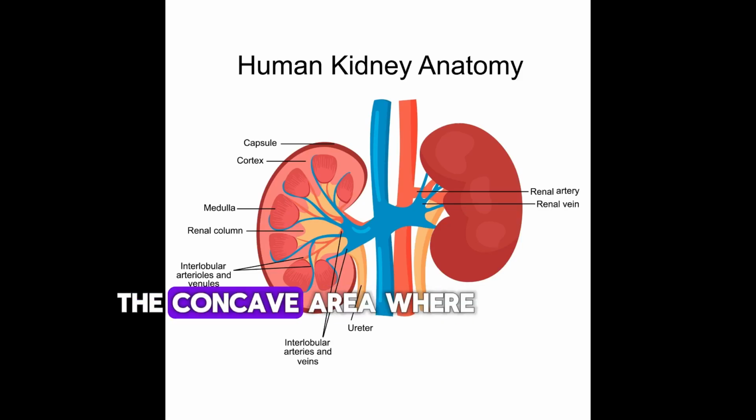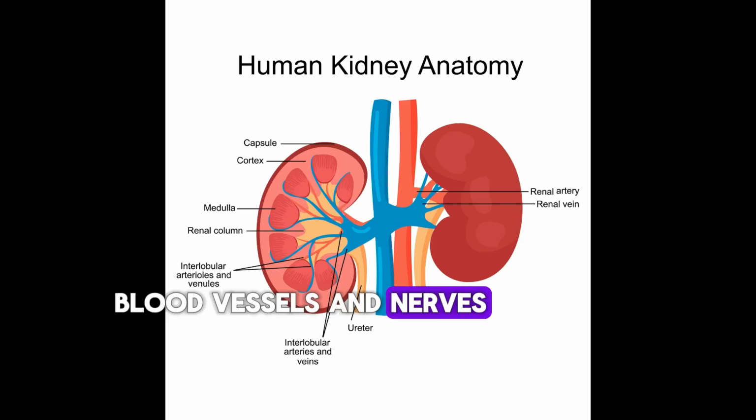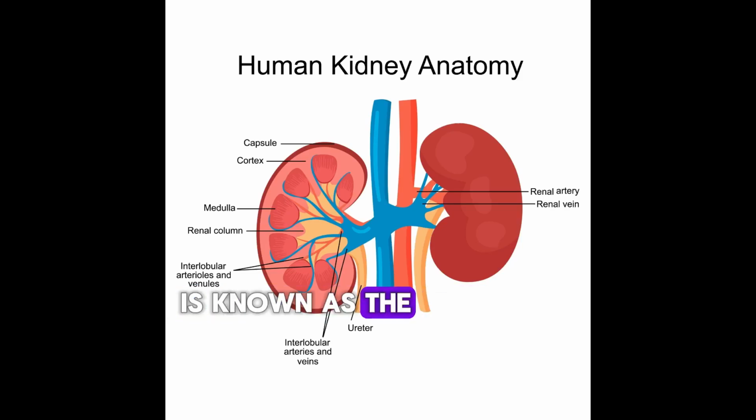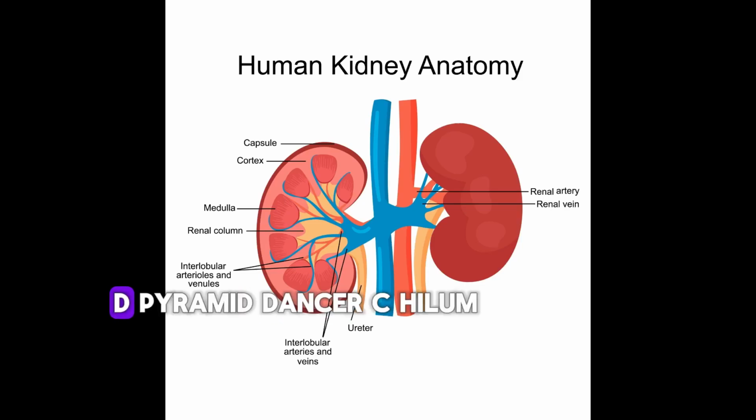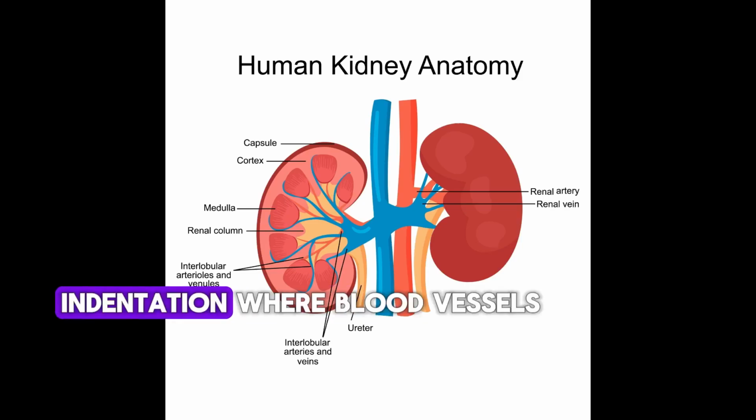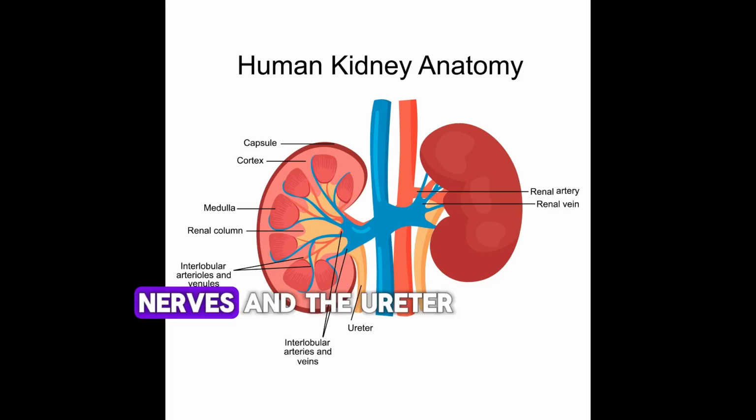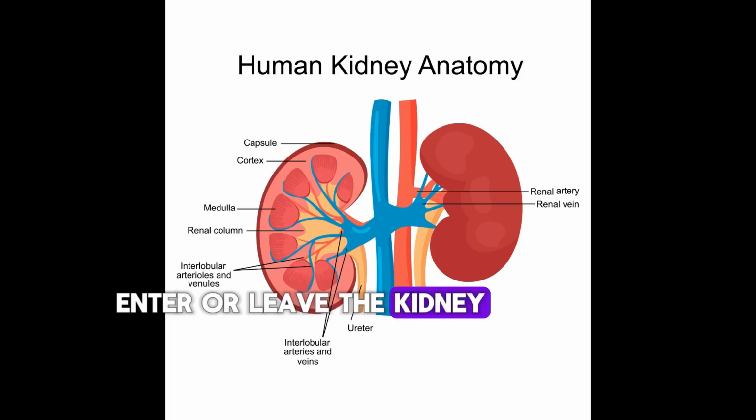7. The concave area where blood vessels and nerves enter the kidney is known as the A. Cortex. B. Medulla. C. Hilum. D. Pyramid. Answer C. Hilum. The hilum is the indentation where blood vessels, nerves, and the ureter enter or leave the kidney.